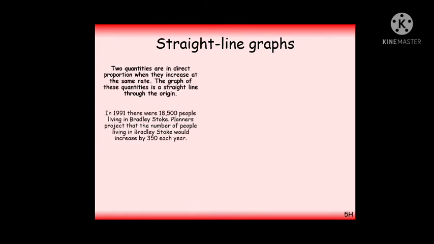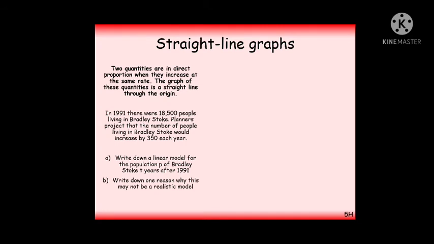So in 1991, there were 18,500 people living in Bradley Stoke. Planners project that the number of people living in Bradley Stoke would increase by 350 each year. Part A, write down a linear model for the population P of Bradley Stoke T years after 1991. Part B, write down one reason why this may not be a realistic model.